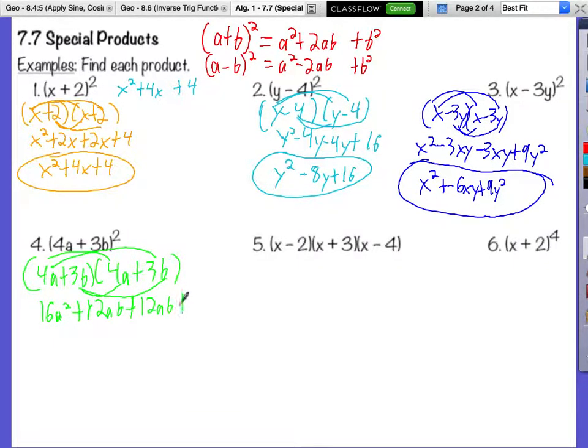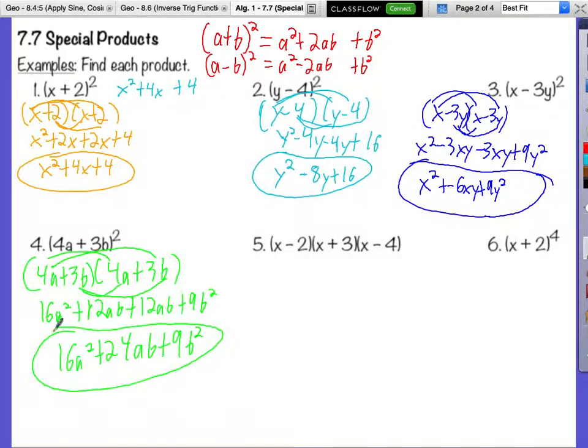3b times 3b is 9b squared. Combine these middle terms. 16a squared plus 24. What's more than 24? 25! We haven't done it. And that would be our answer. 16a squared plus 24ab plus 9b squared. Now, did we already talk about how to do problems like number 5? Yeah. Okay, so we'll skip that one.